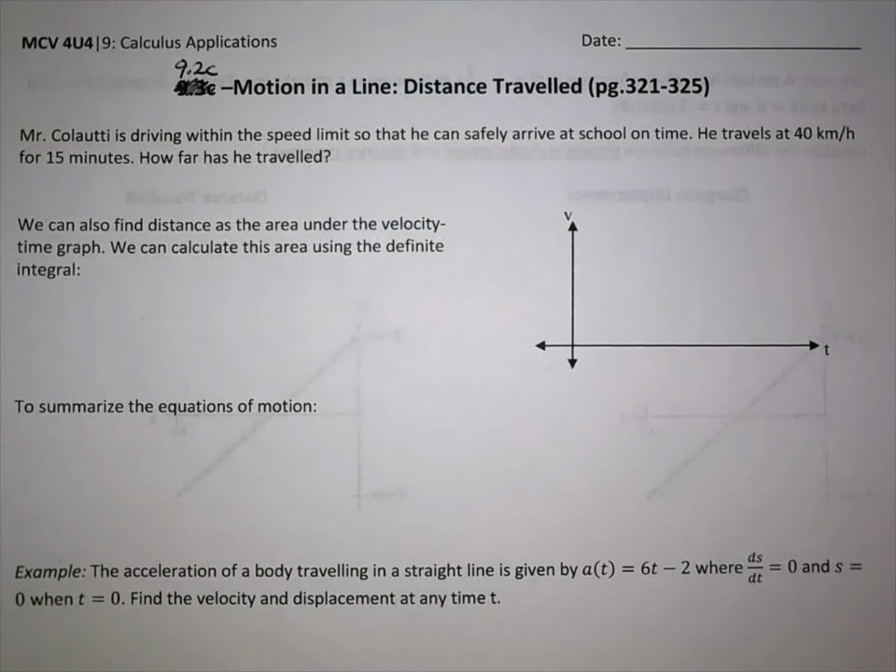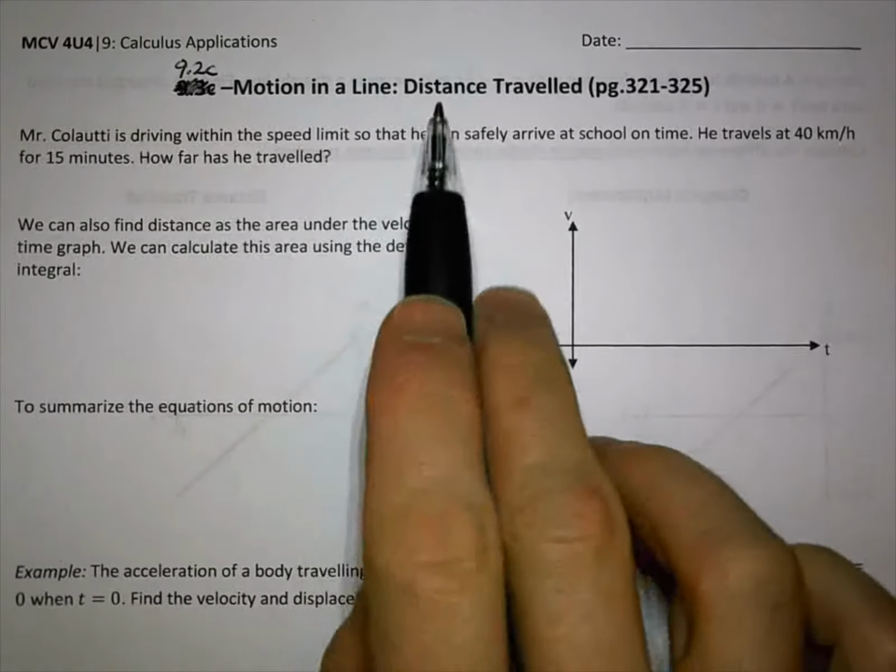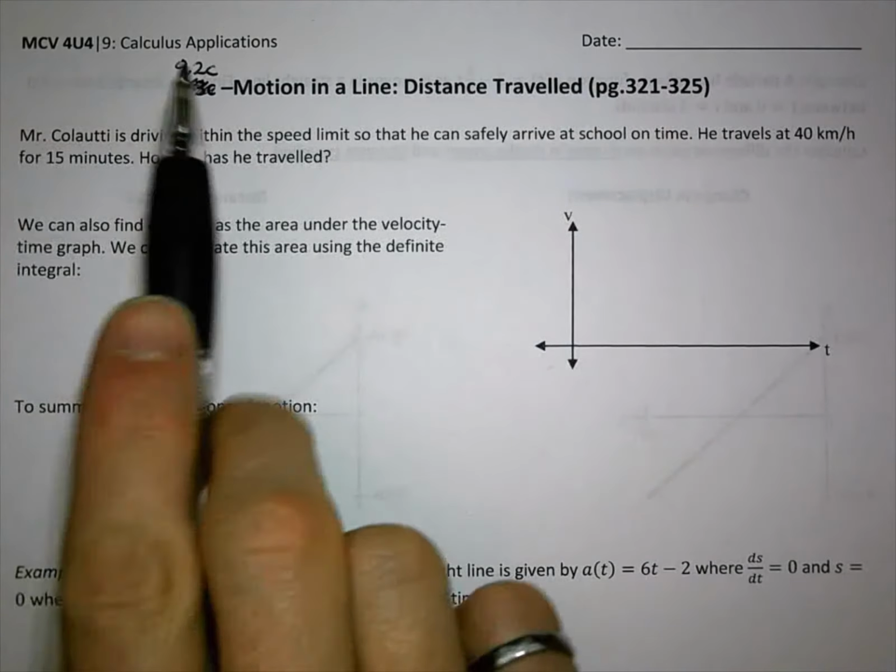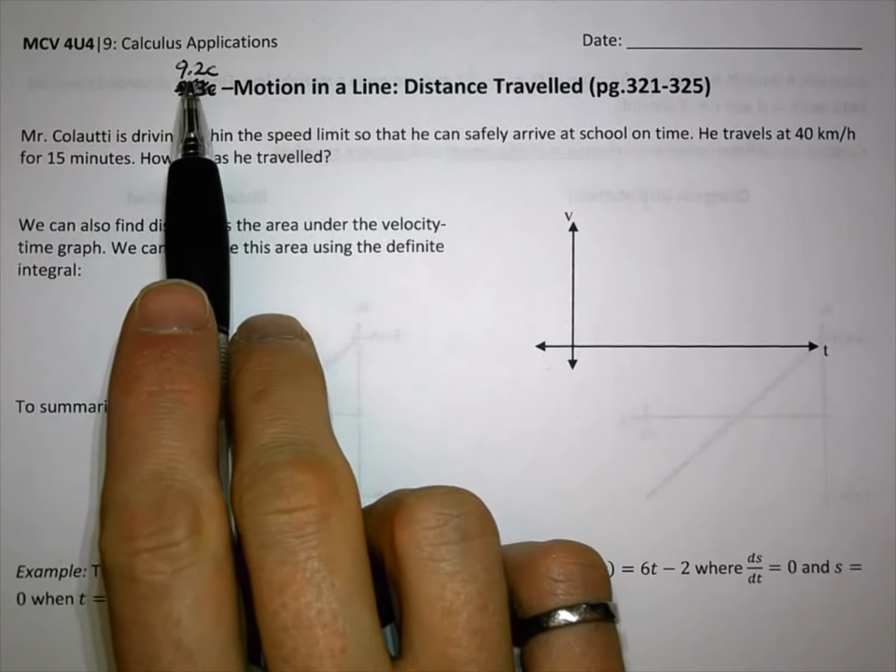Hello, Mr. Claudia here, and today we are going to do our final lesson looking at motion and motion in a line and calculus. Today we're going to be looking at how to find the distance traveled. So this is section 9.2c.